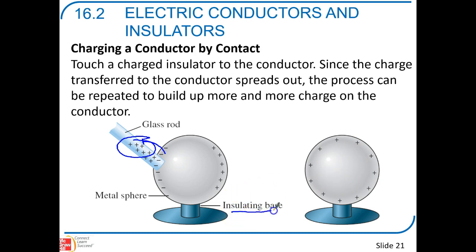The reason we have an insulating base on the bottom is that if you took a wire and connected it here, that would make a ground, and we would have a discharge, and this would go back to being neutral again. Right here it's neutral. We move some of the electrons off onto the glass rod, move that glass rod off, and you end up with an excess positive charge here.